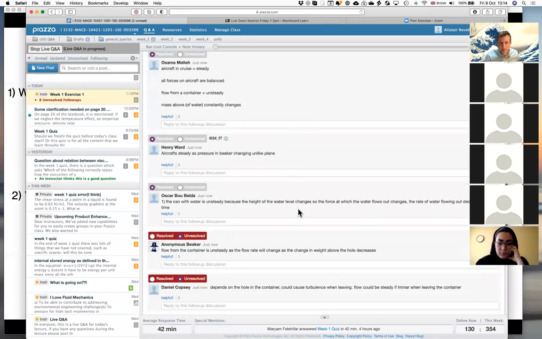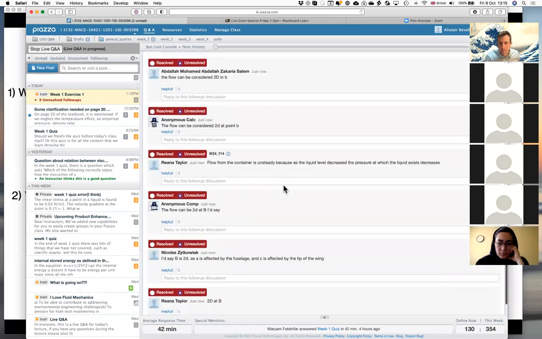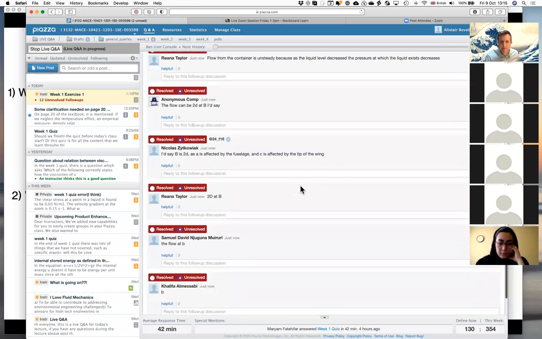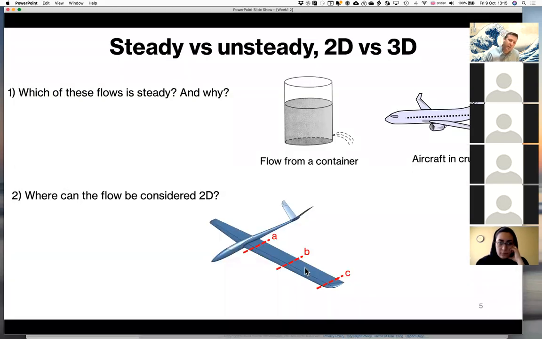Let's see what we've got coming up from here. The flow can be considered 2D in B. Some people saying A and B. I'd say B is 2D, as A is affected by the fuselage and C is affected by the tip. Yeah, that's exactly right. Well done. So when we do aerodynamics approximations on an aircraft, this really matters, because when you think about the geometry around the area where you're making the test, it can make a big difference to the flow.